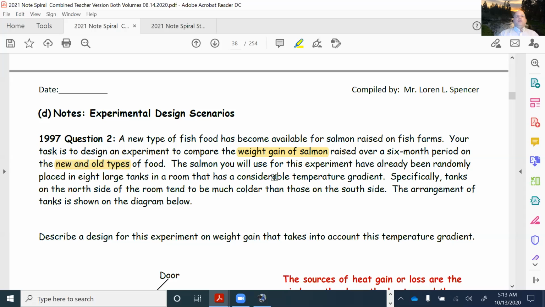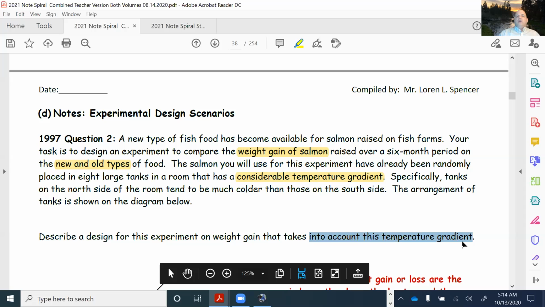The salmon you'll use for this experiment have already been randomly placed in 8 large tanks. So they've already randomized the way they're placed in a room that has a considerable temperature gradient. Specifically, tanks on the north side of the room tend to be much colder than those on the south side. The arrangement of the tanks is shown in the diagram below. Describe a design for this experiment on weight gain that takes into account this temperature gradient.